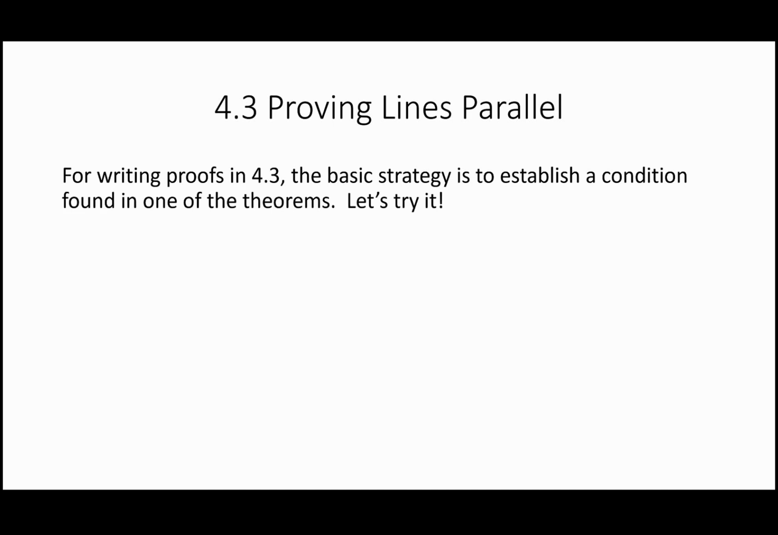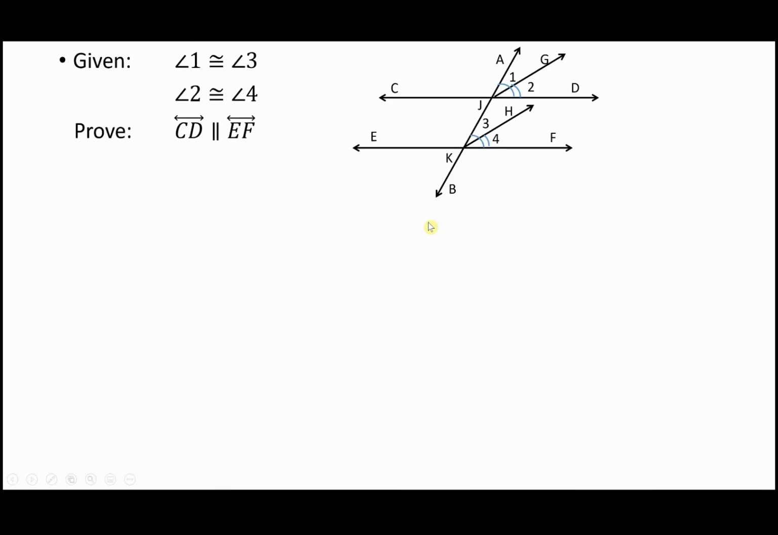Okay, so in general, there is a strategy for writing proofs in this section that the book offers, and I think it's a good thing to keep in mind as we enter into the homework exercises, and it's to establish a condition found in one of the theorems. So what does that mean? Well, let's at least go through a whole example of writing a proof together in this section, and hopefully we'll be able to see what is meant by that.